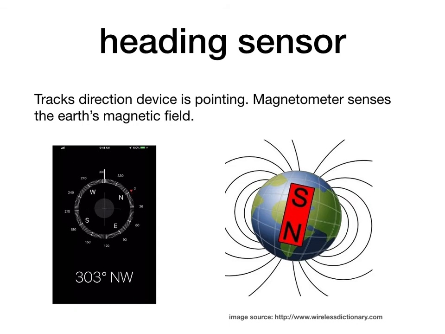The heading sensor tracks the direction that the device is pointing. The onboard magnetometer senses the Earth's magnetic field and basically allows you to create a compass on your smartphone, as you see in the little video.